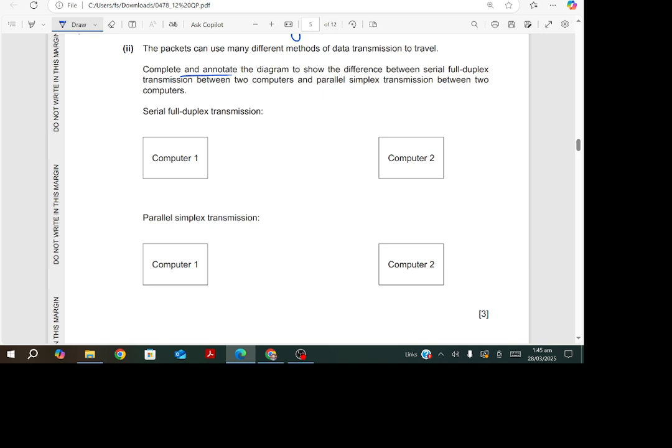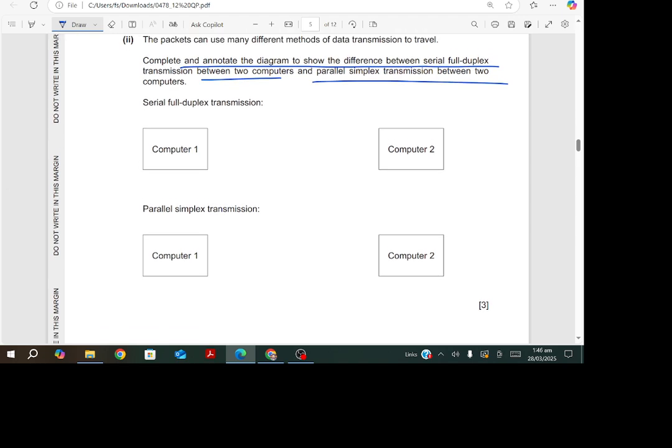Complete and annotate the diagram to show the difference between serial full duplex transmission between two computers and parallel simplex transmission. Okay, it's a 3 mark question, easiest one. You just need to specify how the message is transmitted in serial full duplex. Since it's serial transmission, only one line will be used, and since it is full duplex, it means both ways, right? And then how can you label it?